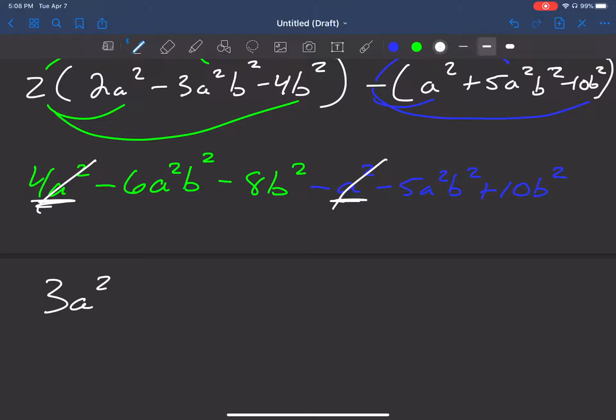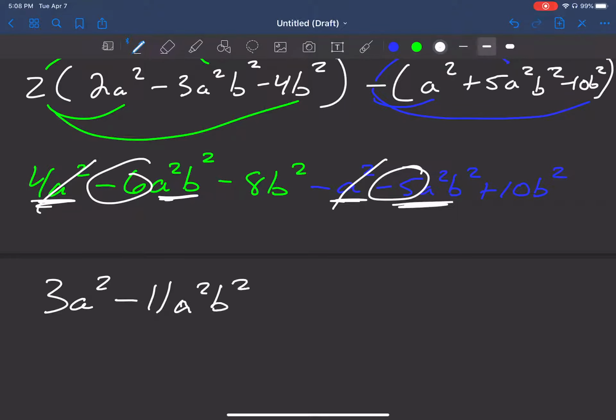Now let's look. The next thing in line is minus 6a squared b squared. So we're just going to look at the variables. That's all we care about. We have a squared times b squared. The only other one is going to be this. We're just going to add the numbers in front, right? So it's going to be minus 11a squared b squared. We mark those out. What's next? So we're going to have minus 8b squared. So the b squared is the important part, and of course the only thing left is a positive 10. So it's just going to give us plus 2b squared.